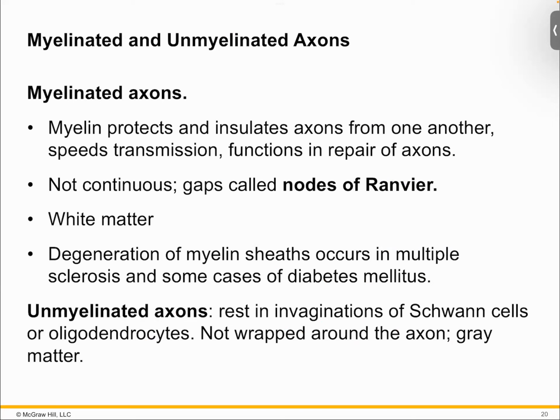Okay. Notice functionally they're similar. It's just a different type, a different cell that does it between central and peripheral nervous system. That make sense?